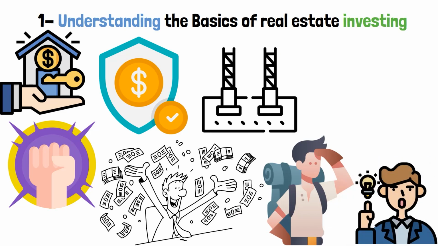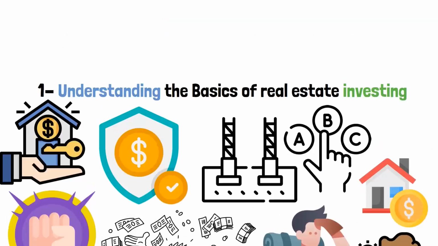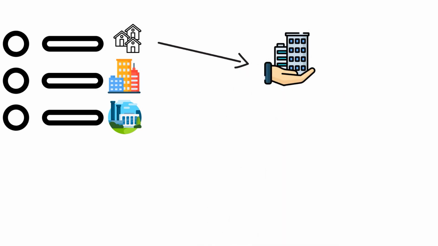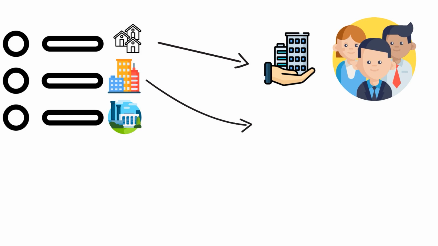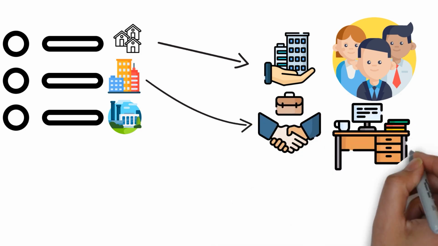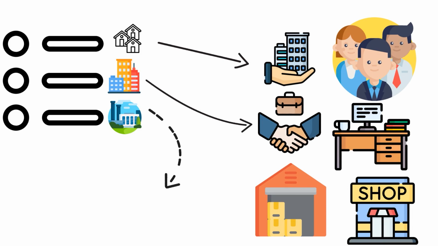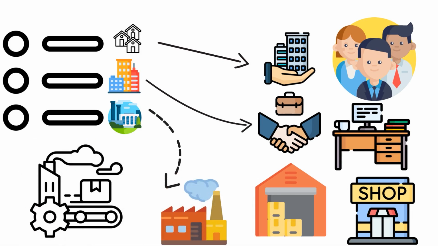To begin, familiarize yourself with the various types of real estate investments that exist. There are 3 primary categories of real estate investment: residential, commercial, and industrial properties. Residential properties encompass homes and apartment buildings designed for habitation, while commercial properties are utilized for business purposes, such as office spaces, retail stores, and warehouses. On the other hand, industrial properties cater to specialized needs, serving as factories or manufacturing plants.